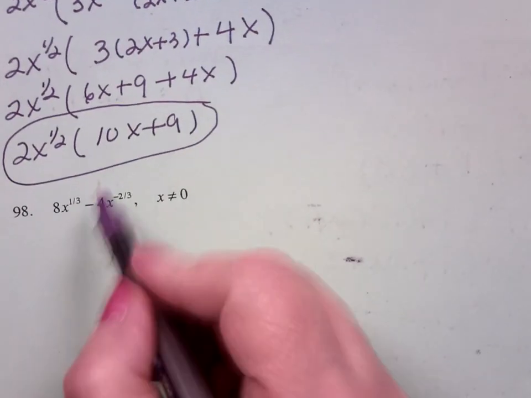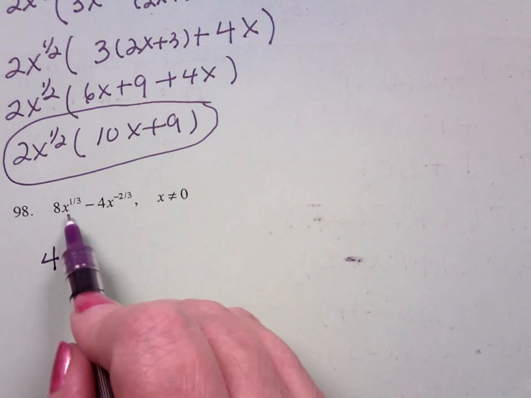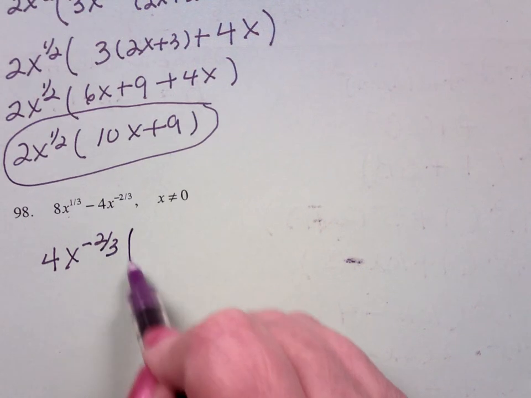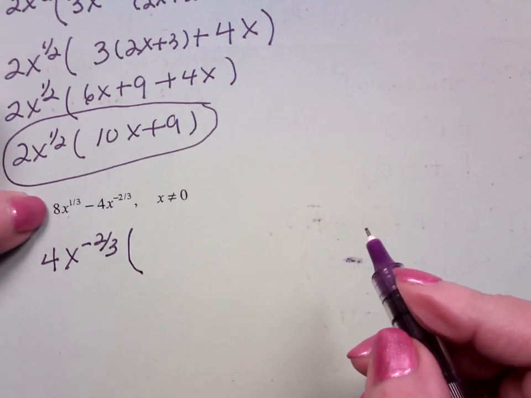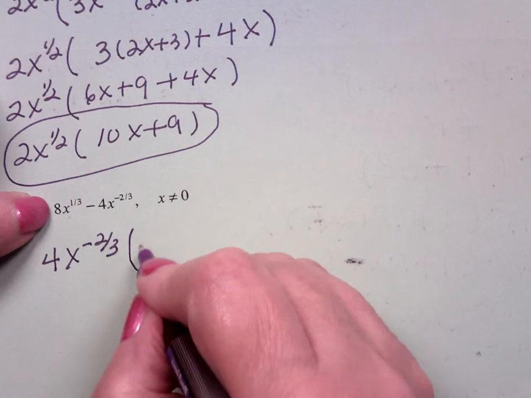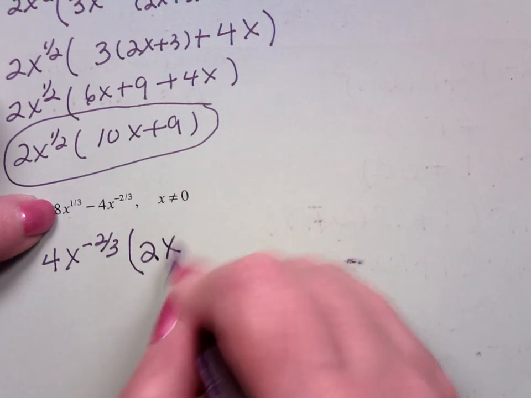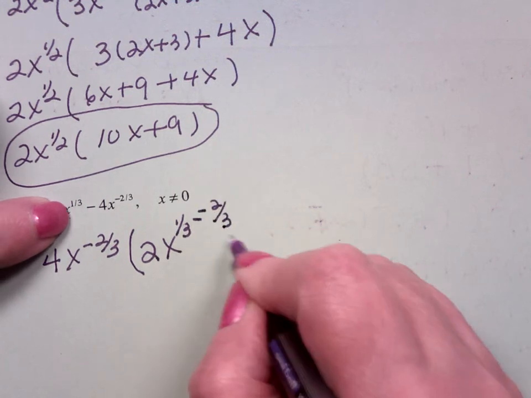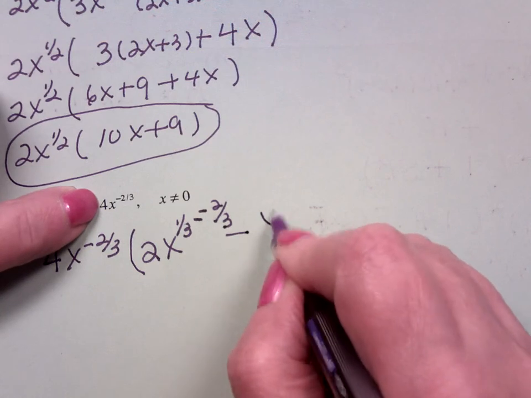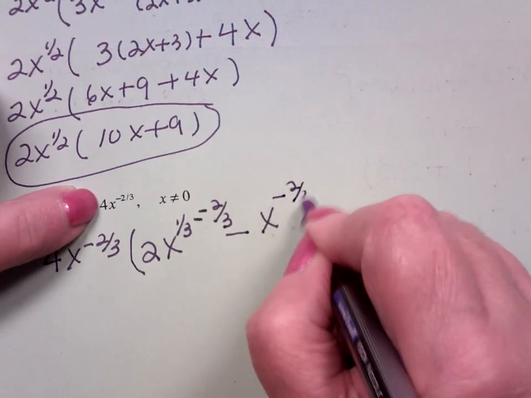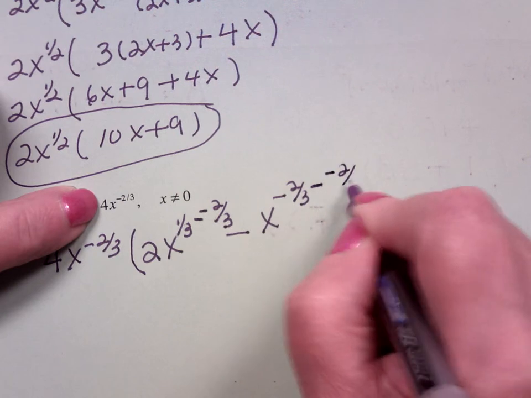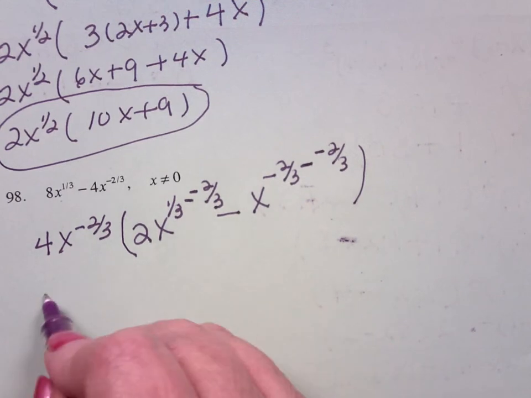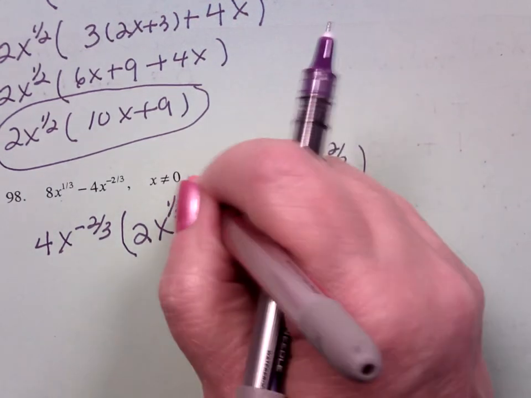In this instance, greatest common factor is 4. Smallest power is x to the negative 2/3. From the 8, I'm removing a 4, leaving with a 2. From an x to the 1/3, I'm removing a negative 2/3, minus, I'm taking the 4. From the x to the negative 2/3, I'm removing a negative 2/3. And a minus and a minus is a plus.